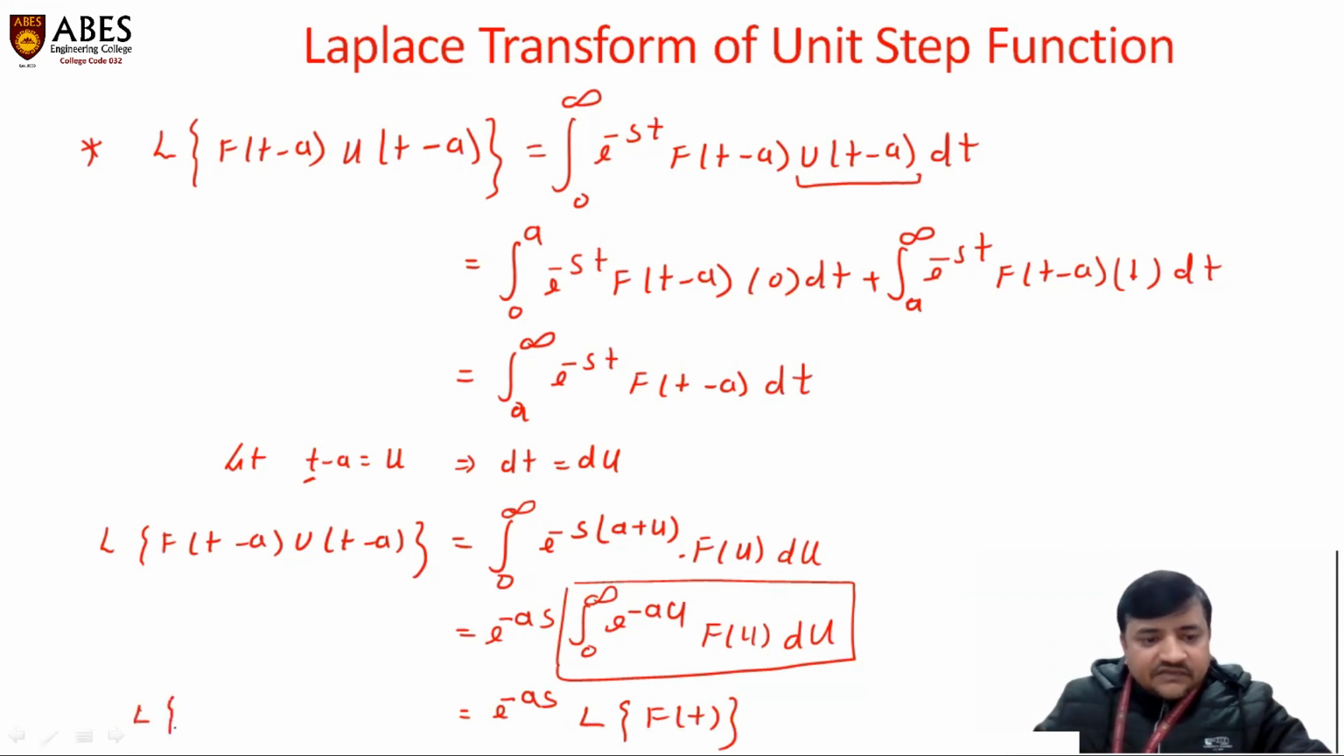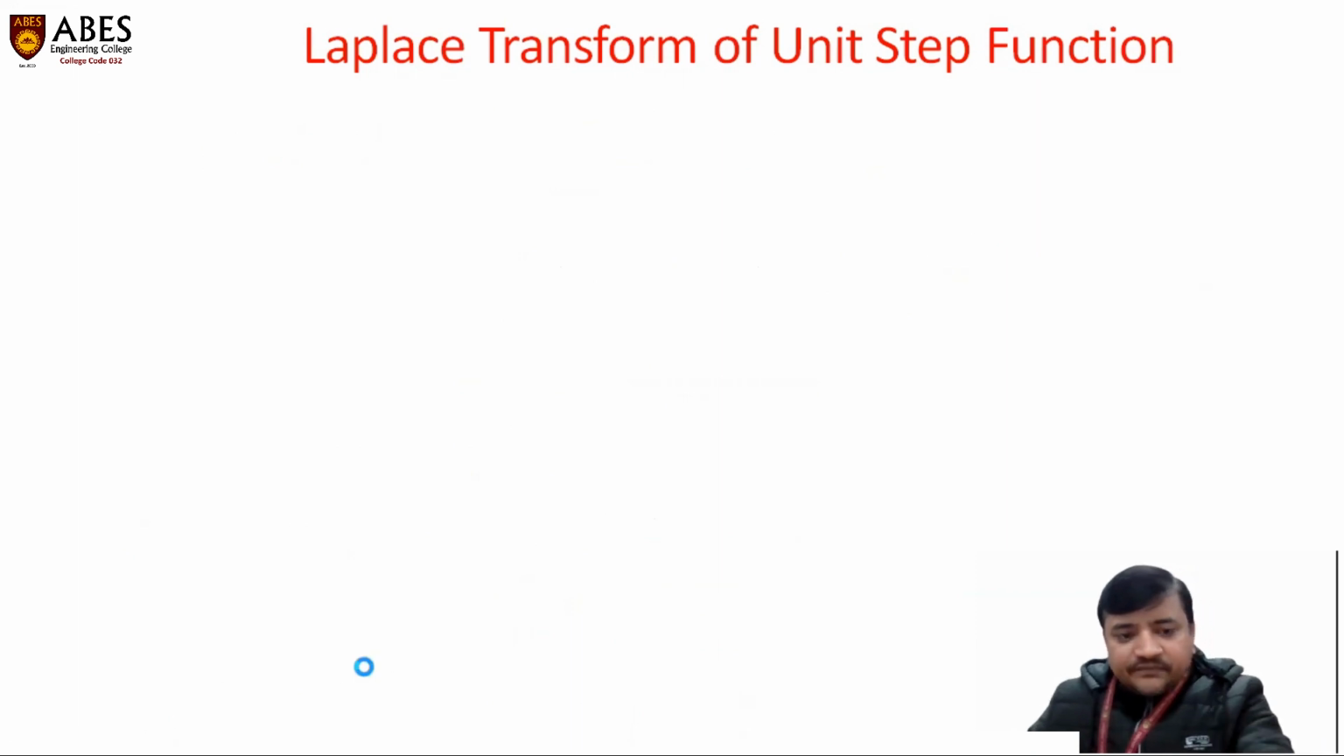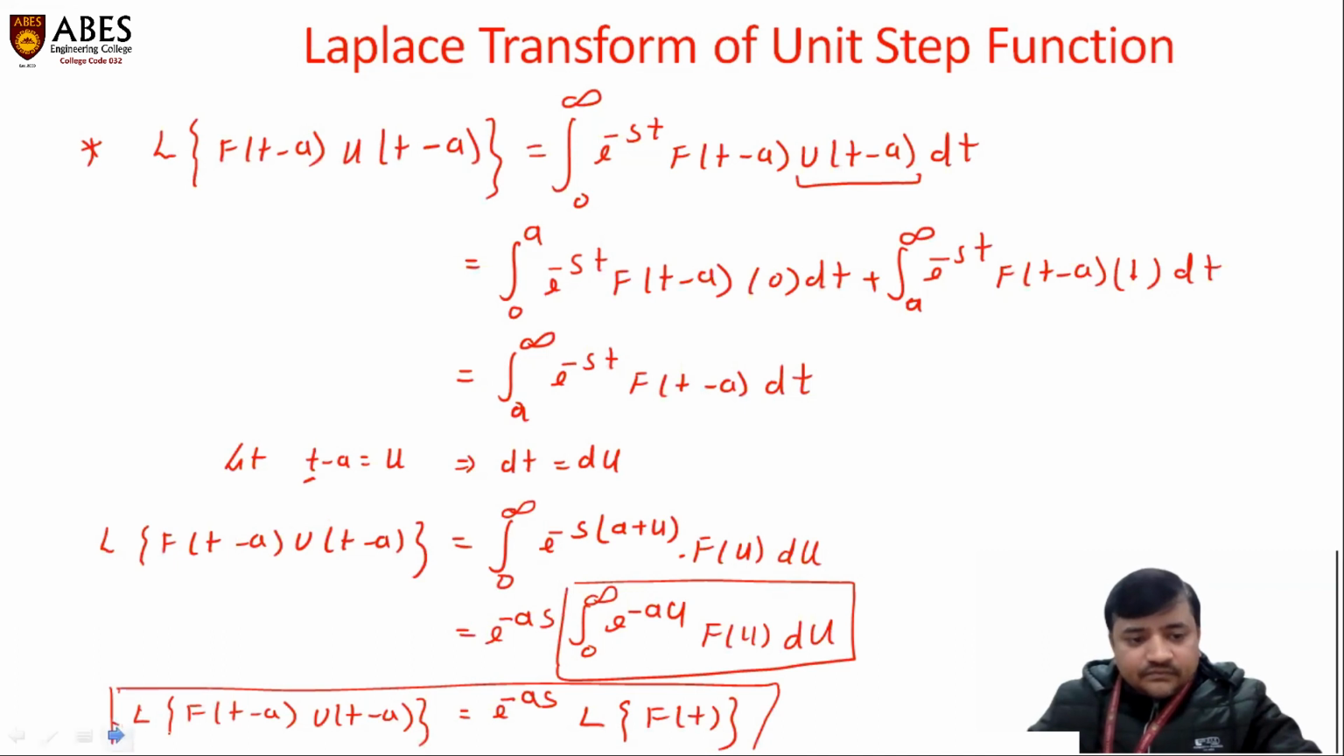So this is the Laplace transform of f t minus a u t minus a. Whenever we come across an expression like f t minus a u t minus a, its Laplace transform may be given as this only. Laplace of f t minus a u t minus a is equal to e to the power minus as Laplace of f t, or we can also write it as e to the power minus as f of s. So this is the Laplace transform of f t minus a u t minus a.